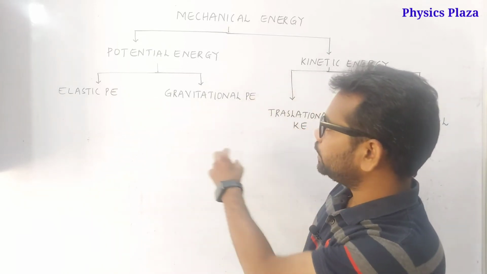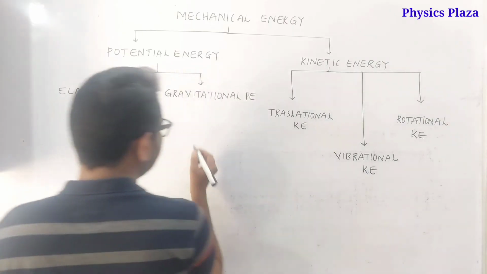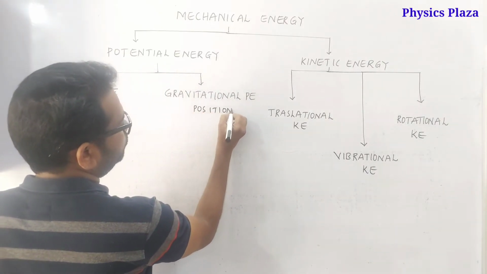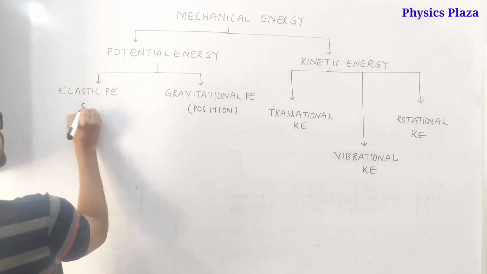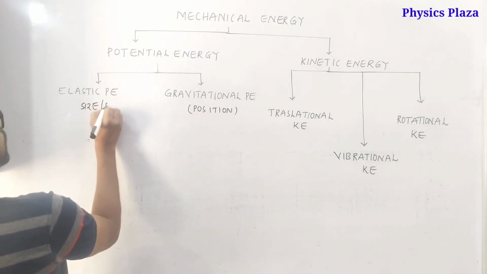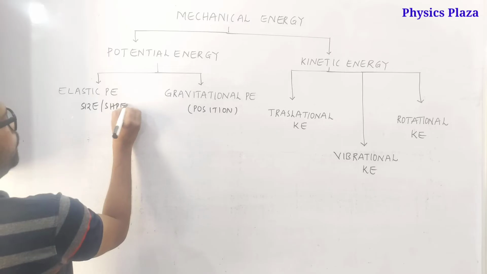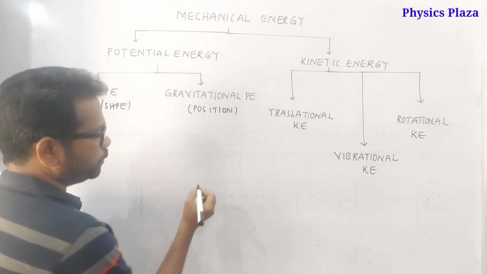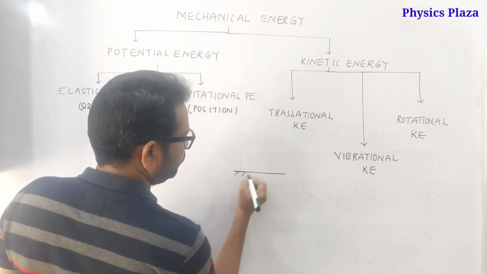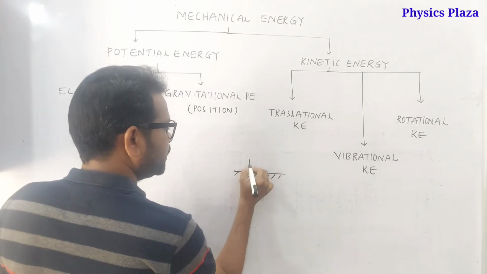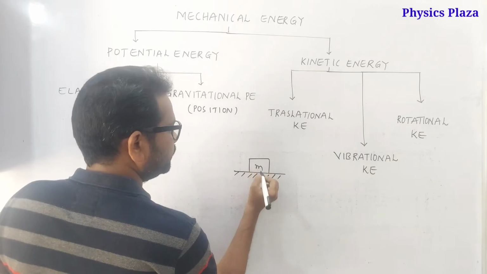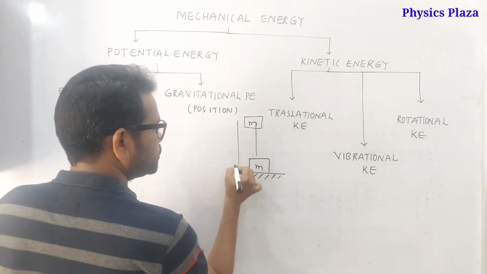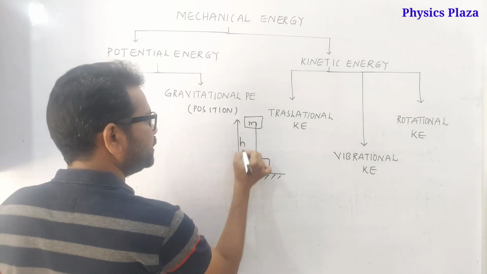Clear? Fine. Come to the gravitation. So, this is due to the position, change in the position. Okay. This is due to the change in size or shape, that is configuration. Fine. So, gravitational potential energy, children. For suppose, look at here. Here is the earth surface. Here is a body of mass m. This body is taken to a height, vertical height I am talking. Okay. Now, so that h is a vertical displacement.